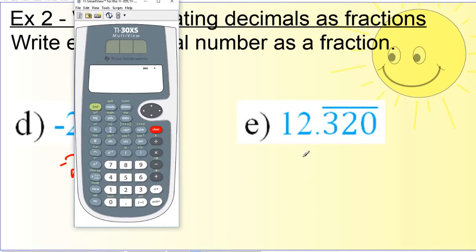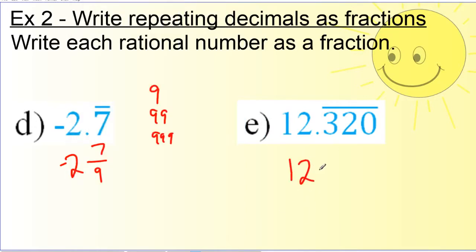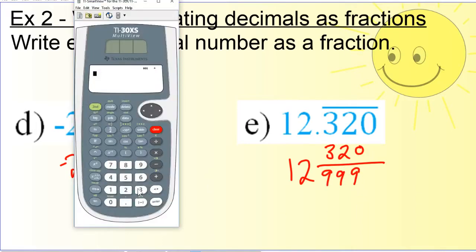Letter E. It's going to be a 12 and something. Up top, 320. Down below, how many 9s do we need? Since it's a repeating decimal, we need 9s, not 10s. Well, there's 3 numbers up top, so I use 3 9s down below. And if we check it out, 320 over 999 does not simplify. The calculator would simplify it if it could.